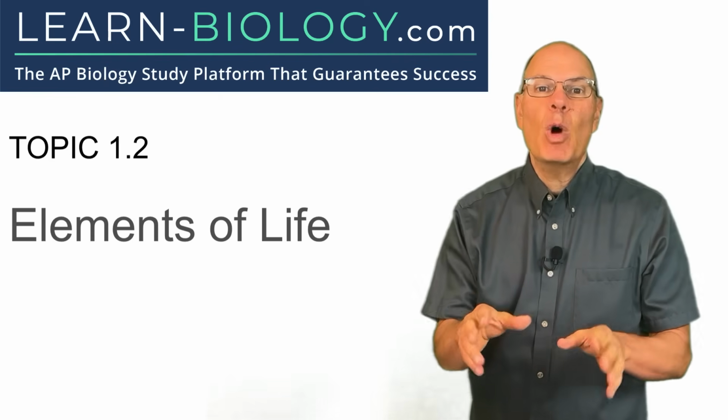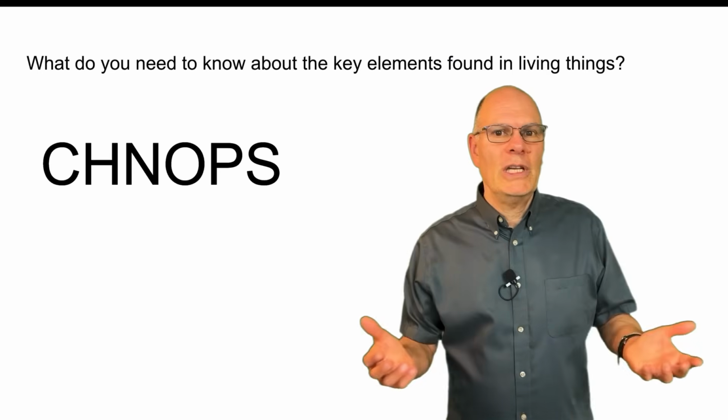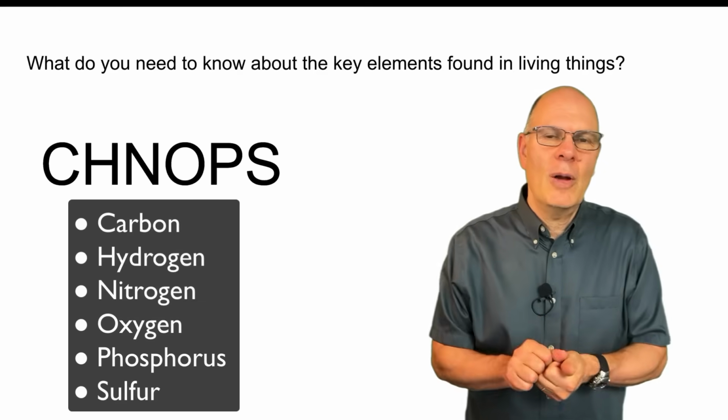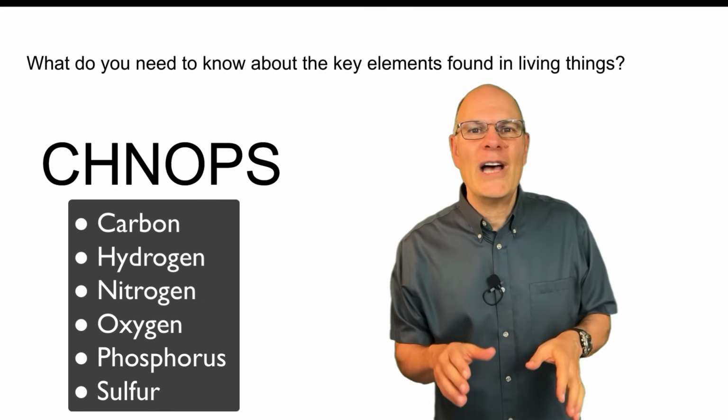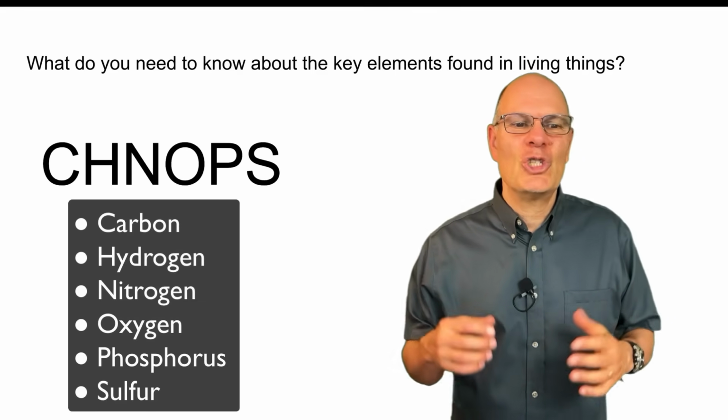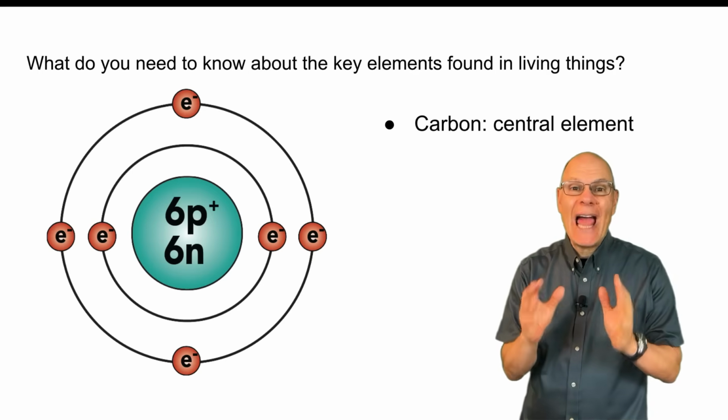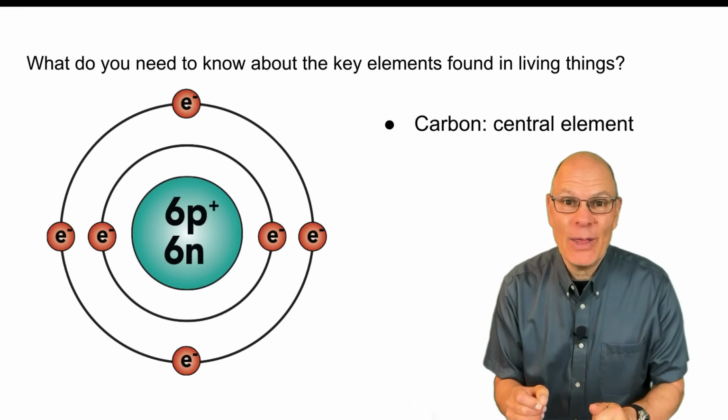Elements of life, topic 1.2 of AP Biology. So what do you need to know about the elements of life? Carbon, hydrogen, nitrogen, oxygen, phosphorus, and sulfur, sometimes referred to as CHNOPS. Carbon is the central element in all of the molecules that make up living things.